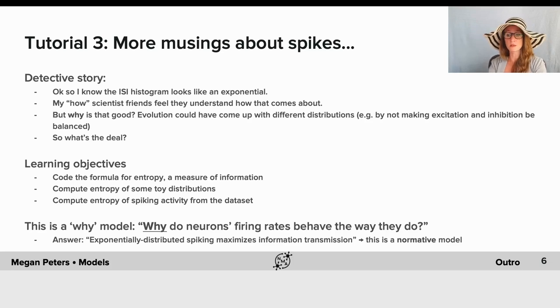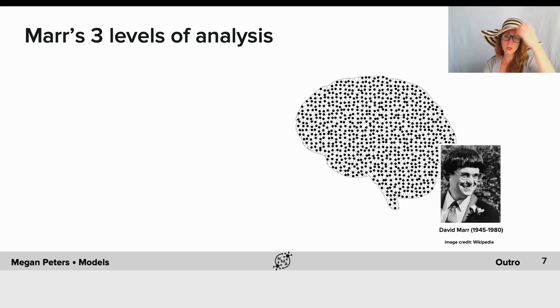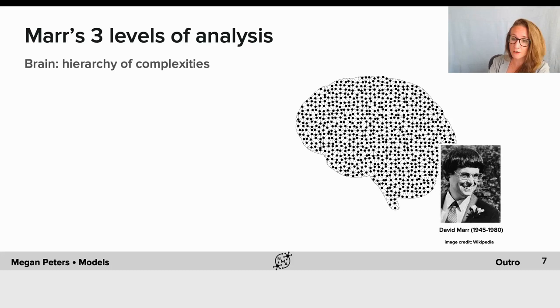So this normative model gives us a window into what factors might have been optimized in one way or another by, say, evolutionary pressures. So that was a recap of our what, how, and why kind of modeling questions. But that's not the only kind of distinction that's potentially useful. So remember Marr, his three levels of complexities, his hierarchy of complexities. Some of Marr's three levels map onto the what, how, and why distinction pretty nicely, but some of them don't. And since Marr has been so influential in how we think about computational models in neuroscience, we thought we'd remind you about how these things go together.